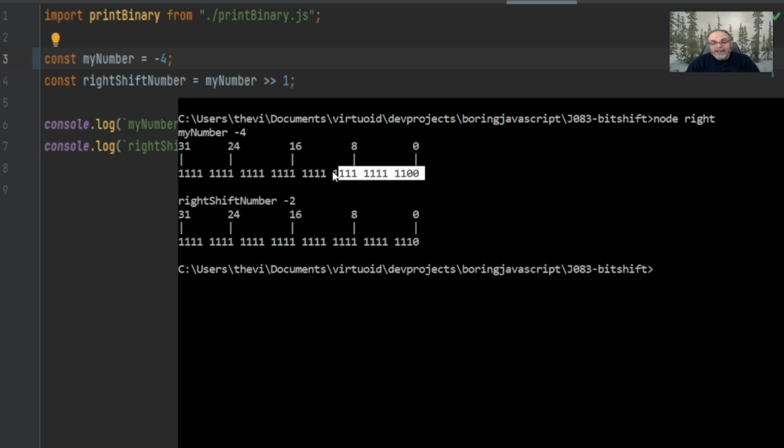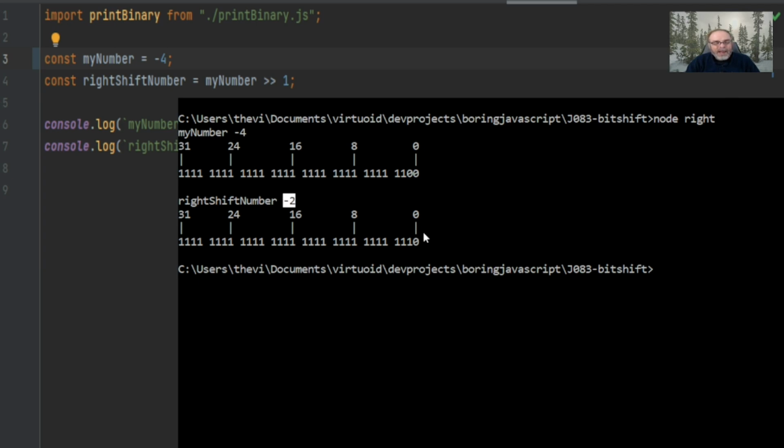By the way, this is what a -4 looks like. We're talking about 2's complement here. Don't worry about what 2's complement is. Google 2's complement, and you'll figure out why this is all a whole bunch of ones here. But notice here that we went from -4 to -2, which is the correct thing. We divided it by 2.